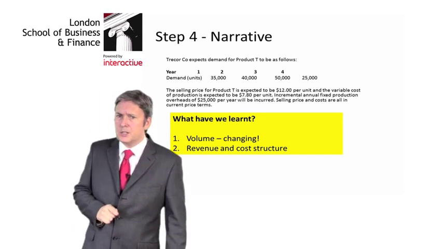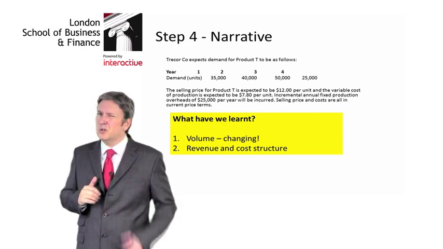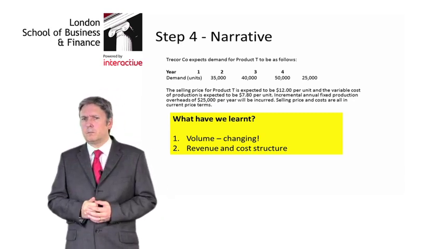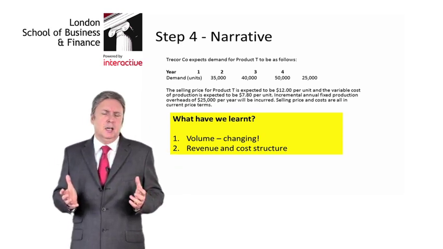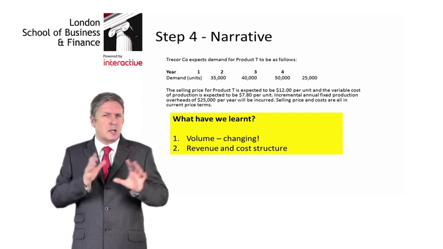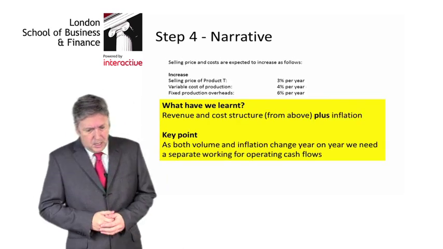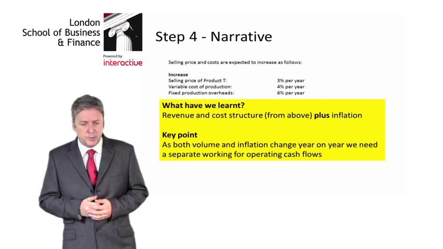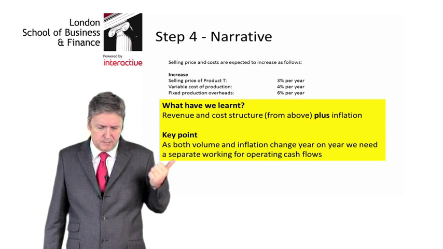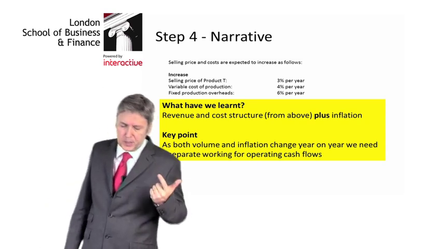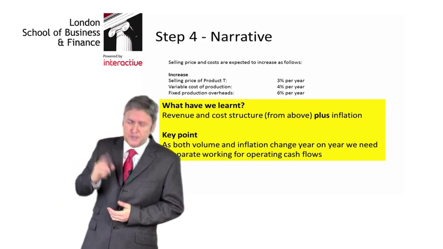Did you pick up on that last sentence? Selling price and costs are all in current price terms. What is that telling us? Current price terms is all about inflation. And therefore, that means that we're going to expect some inflation later in the question. Let's see. Selling price and costs are expected to increase as follows. We have the selling price of product T, 3% per year, variable cost 4% per year, and fixed production overheads 6% per year.